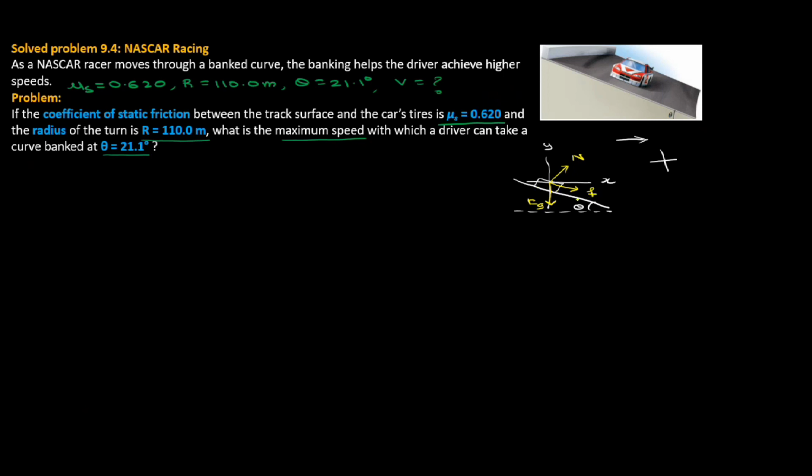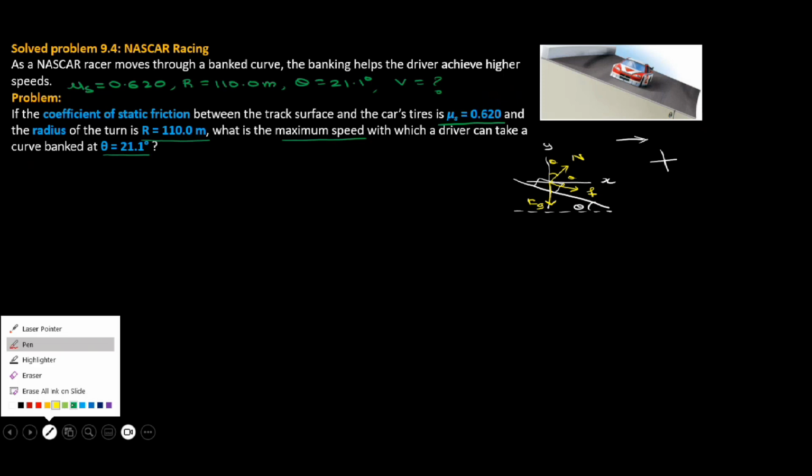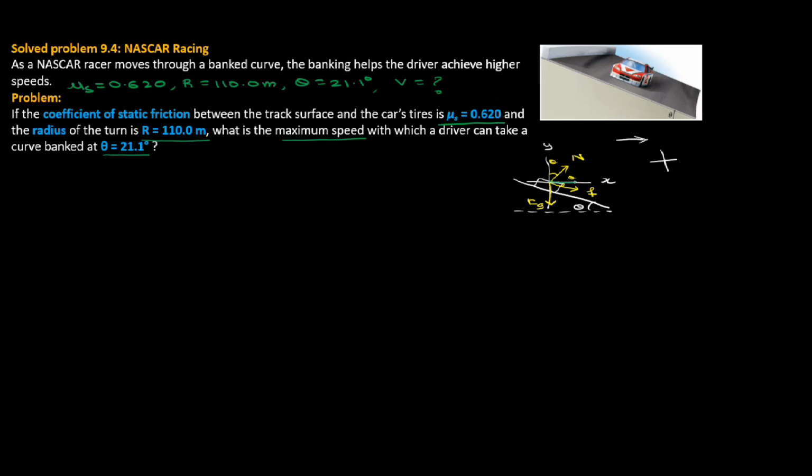After we draw the forces acting on the car, we need to split all the forces which are not along the x-axis or y-axis. In this situation, it will be the normal force and the force of friction. So the normal force makes an angle theta with the y-axis, and the force of friction makes an angle theta with the x-axis. So let's split them. I write the normal force along the x-axis as Nx, along the y-axis as Ny. And then we do the same thing with the force of friction, along the x-axis as fx and along the y-axis as fy.